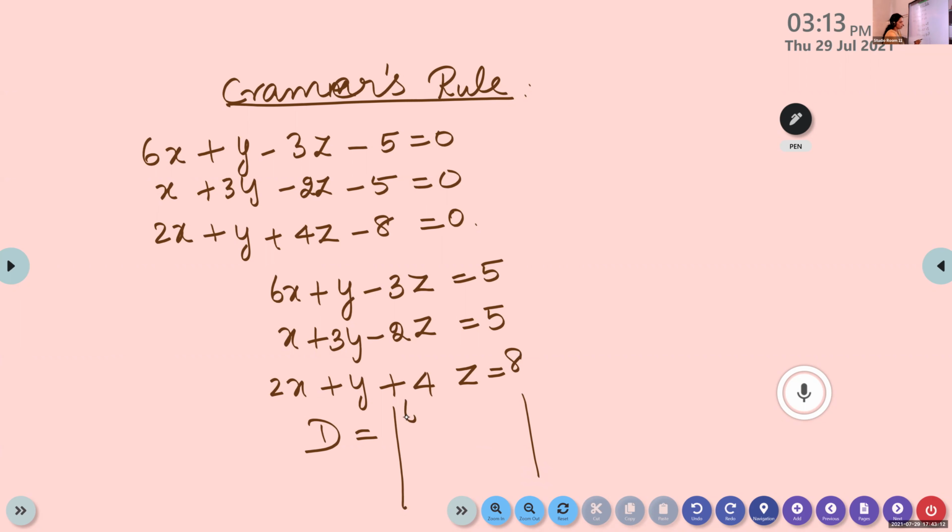So that is 6, 1, minus 3; 1, 3, minus 2; 2, 1, 4. We find the determinant of the coefficients. Okay, you take the coefficients and find the determinant value. So find out what is the value of D.